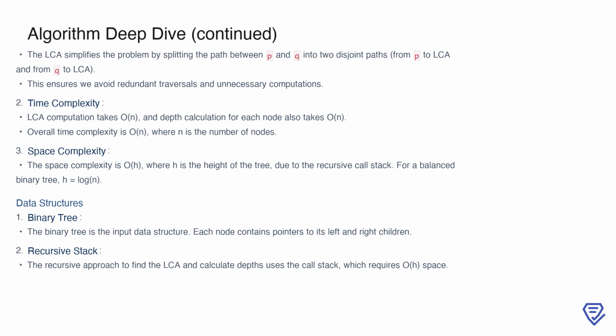In terms of complexity, finding the LCA takes O(n) time, and calculating the depth for each node also takes O(n). Therefore, the overall time complexity of the algorithm is O(n), where n is the total number of nodes in the tree. The space complexity is O(h), where h is the height of the tree, due to the recursive call stack. For a balanced binary tree, the height is log n, making the space usage logarithmic in such cases. The binary tree itself is the input structure, where each node has pointers to its left and right children. Additionally, the recursive approach relies on the call stack to manage the traversal, which accounts for the O(h) space complexity.